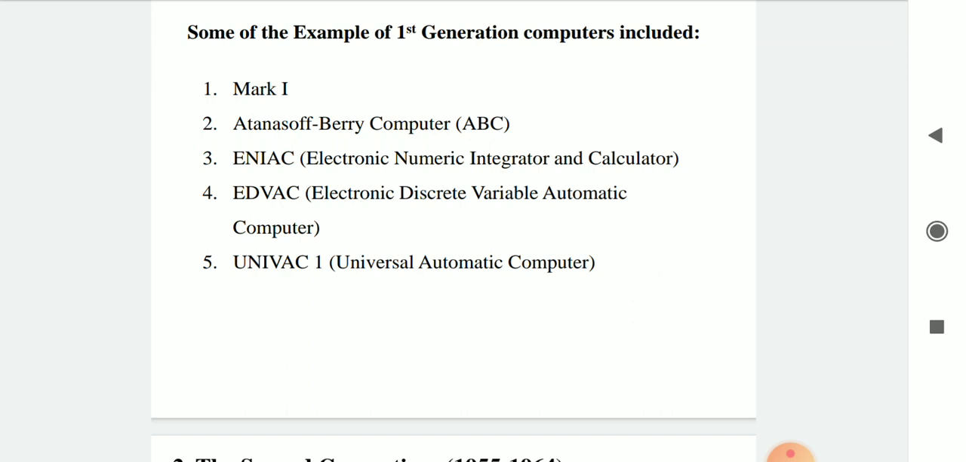After that, in this first generation, another computer used was ENIAC, Electronic Numeric Integrator and Calculator. It was the first computer produced by a partnership between the US government and the University of Pennsylvania.